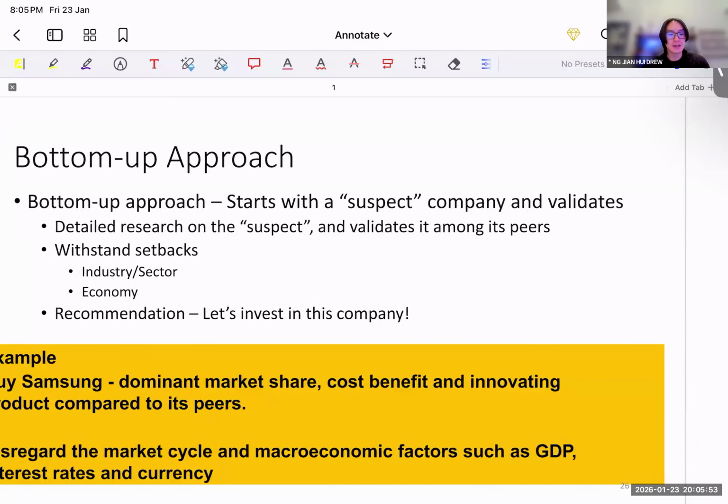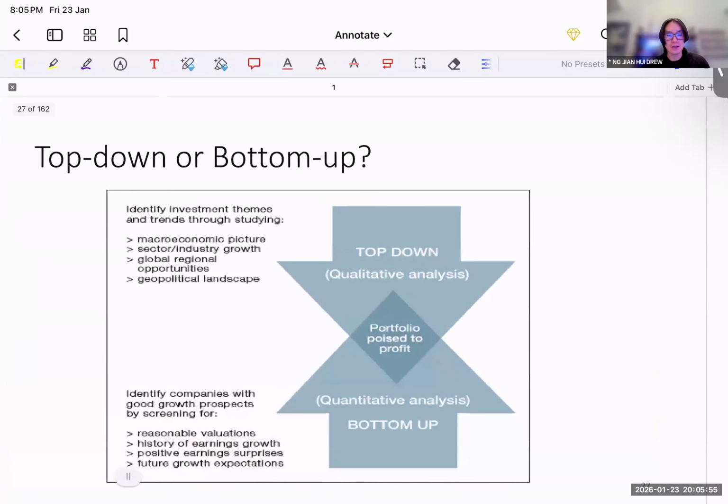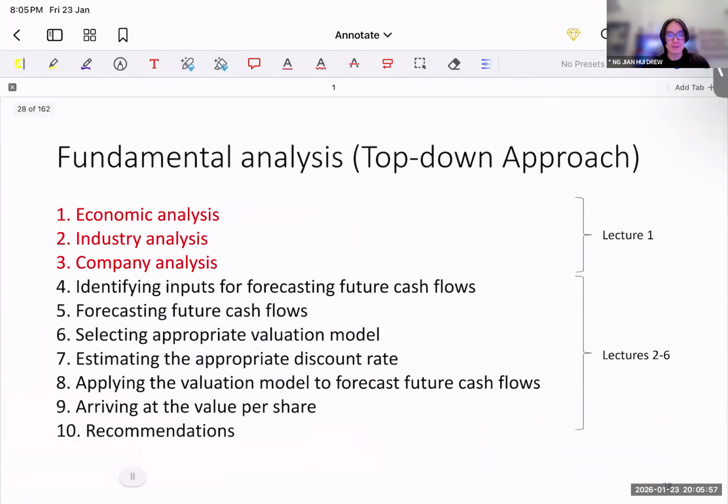Questions? Right. So lecture one, we're going to cover this component, and the rest of the lecture is all your quantitative models.